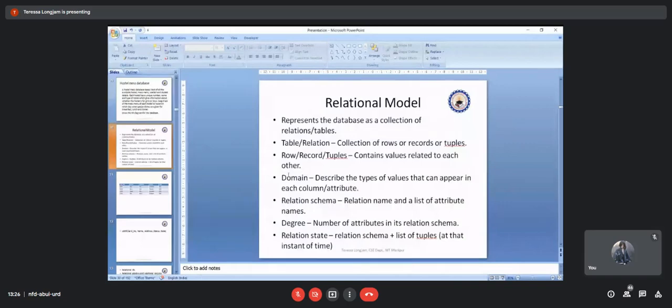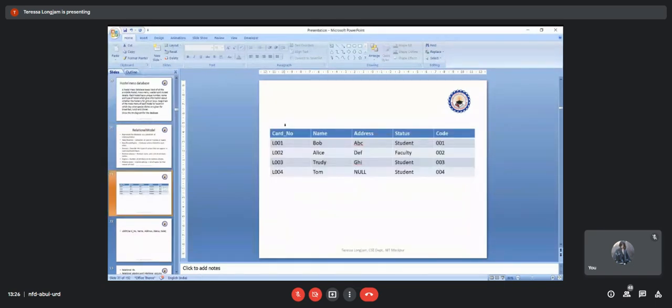The next thing that you need to know is the domain. Domain describes the data type of a column or of an attribute. It describes the types of values that can appear in each column or attribute. So the data type of this one, the data type of this one, these are going to be the domain of the attribute. Like in the name attribute, we can only have strings.